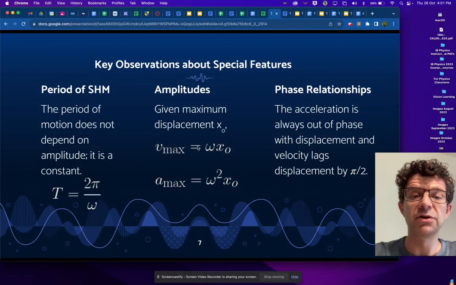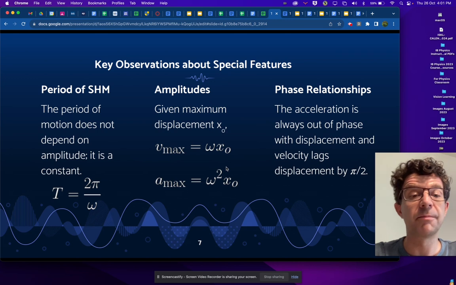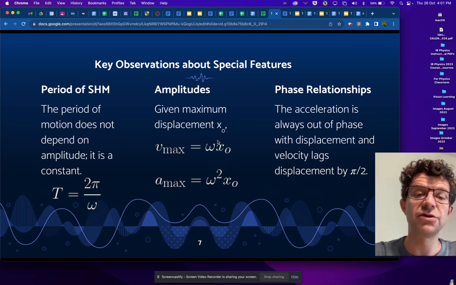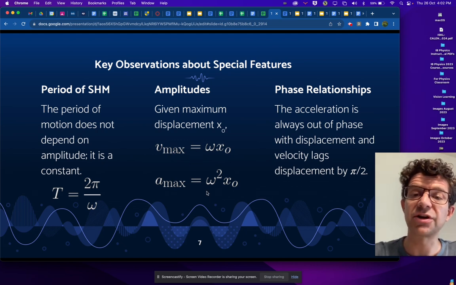Just by multiplying omega times x0, and in terms of the acceleration, omega squared times x0, you'll see the units work out, because the units of omega are inverse seconds. So this would be meters per second or meters per second squared. This is a convenient thing to know about. If you know the displacement and you know the frequency, you know what the maximum velocity and the maximum acceleration are. And finally, this also shows us where those phase relationships come from.